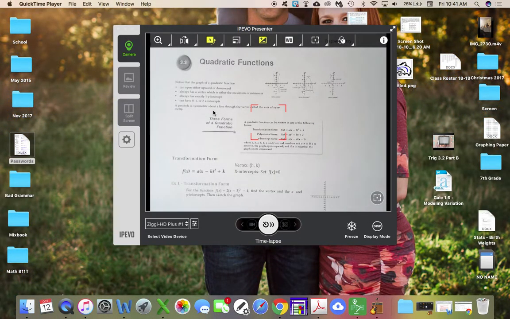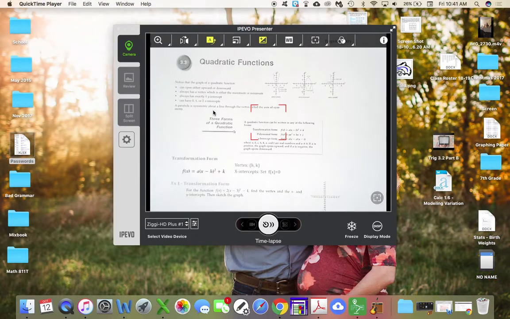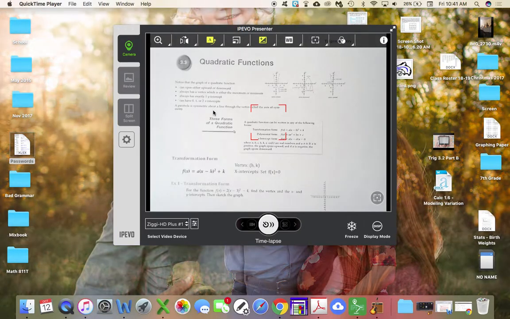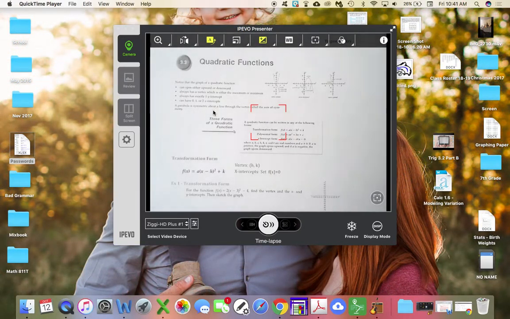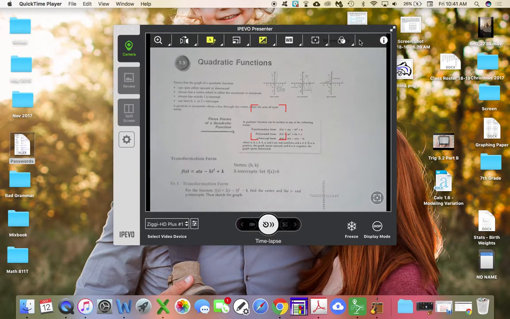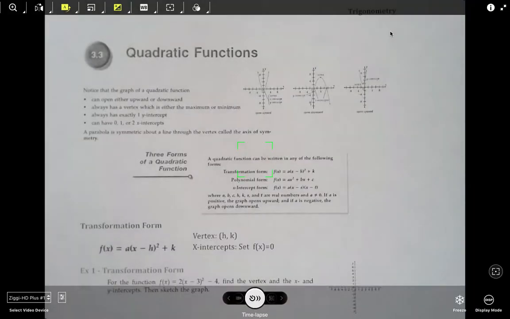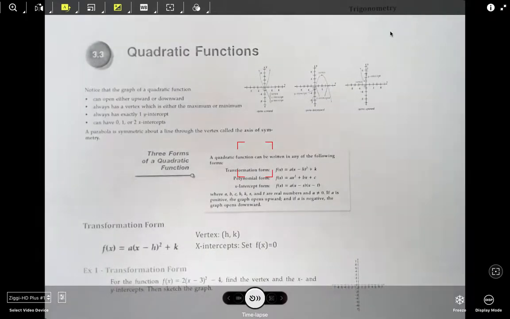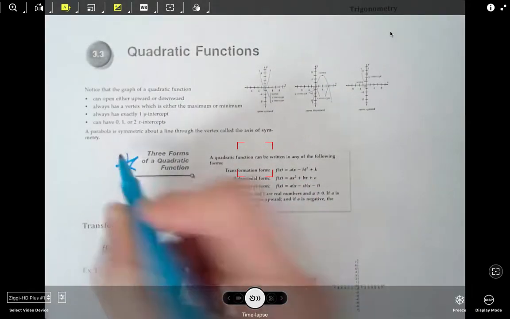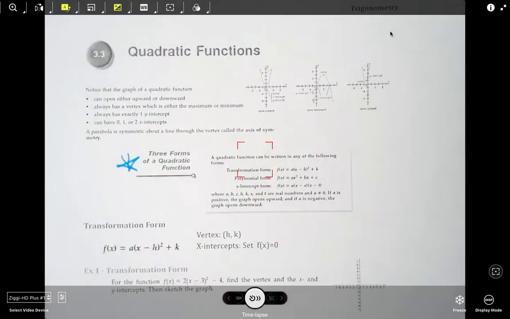So, quadratic functions are parabolas. Every quadratic function is a parabola. And there are different ways of writing quadratic functions depending on which format you choose. They're all going to look the same regardless of what format they are presented to you in. But we'll talk about the three different forms of a quadratic function, okay?